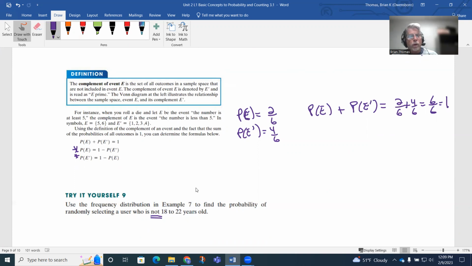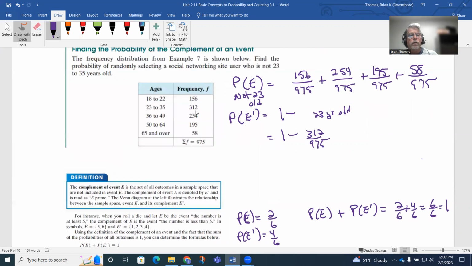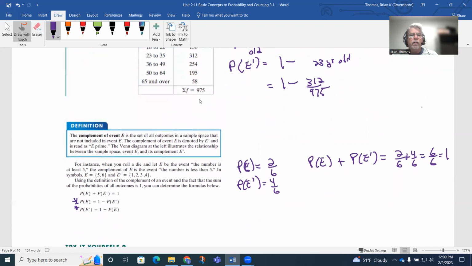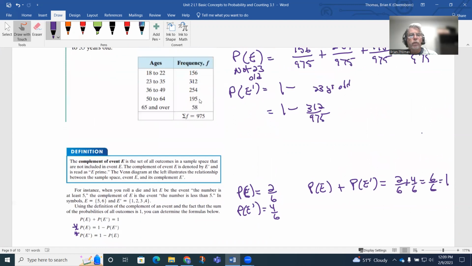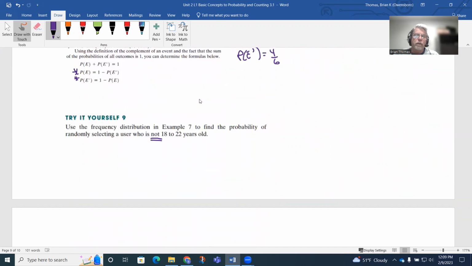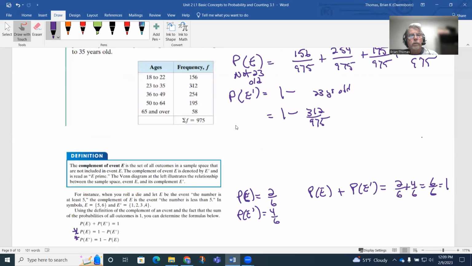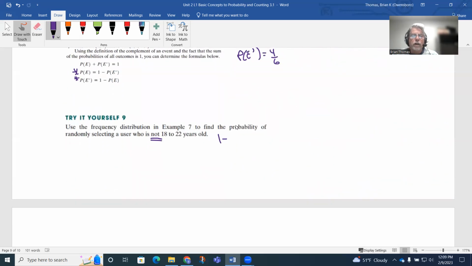So find the probability of randomly selecting a user who is not 18 through 22 years old. So what they're doing is excluding this one. Now, instead of adding these four together and finding the probability that way, what I can do is use the complement and just do 1 minus that. So the probability of my event is going to be 1 minus the 156 over 975. So that's going to kind of do the opposite of it. So 1 minus, again, we said 156 over 975.